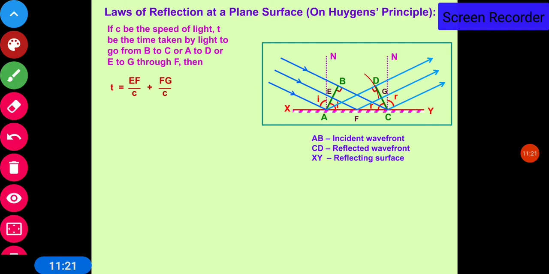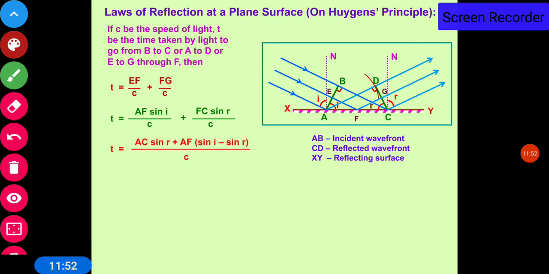Then we can say that time is equal to distance upon velocity. So time is equal to EF upon c plus FG upon c. Now EF, from the triangle AEF, look carefully, we can write EF equal to AF sin I, and in triangle FCG, FG can be written as FC sin R. I think this is mathematics you can understand very easily.